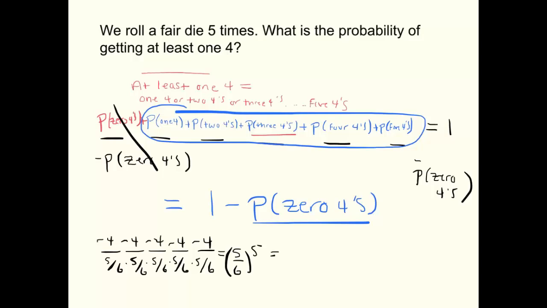So that means that our answer is 1 minus 5/6 to the 5th, which when you put in your calculator, you get 0.598. So keep that in mind, and look out for the words "at least" here. At least 1 four. That usually means there's a nice backdoor way to get that answer, as we did here.